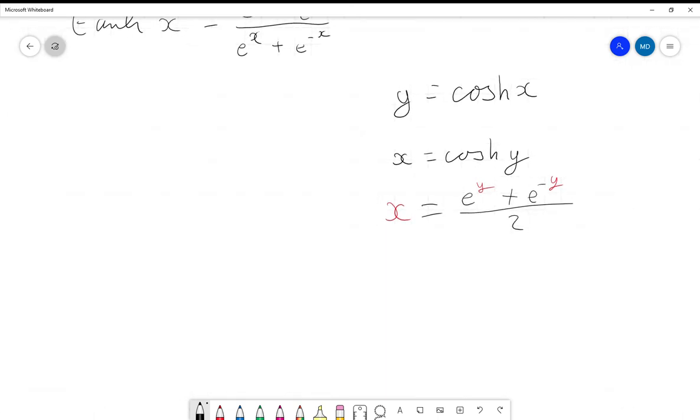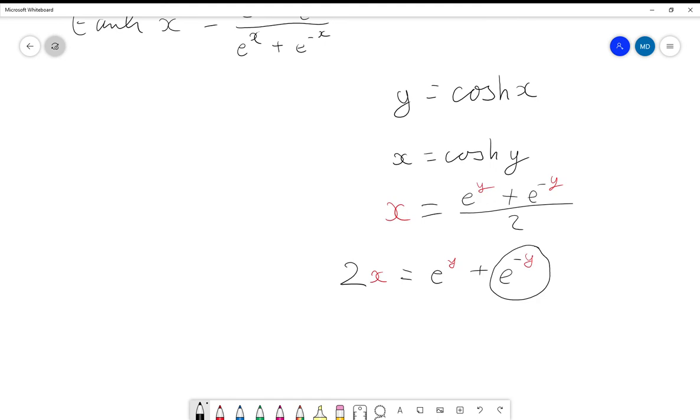And so, first thing first, of course, I'm going to multiply by 2. So 2x is equal to e to the y plus e to the minus y. And from this point, the trick here is not so easy to see. It is a bit of a pain, but it's actually not too bad when you see it. We want to get rid of this e to the minus y. That's mostly the thing that's in our way.